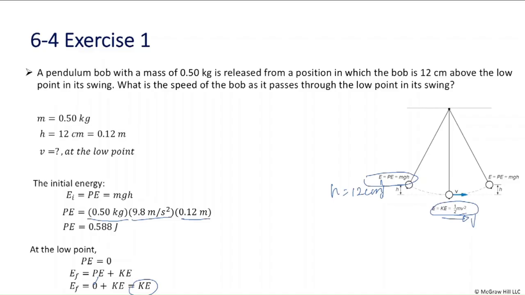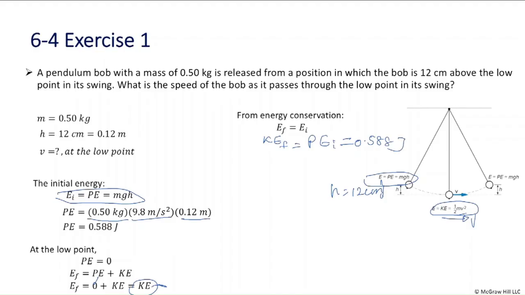Now we can apply energy conservation to the system. That means final mechanical energy is equal to initial mechanical energy. Now the final mechanical energy is just the kinetic energy, final kinetic energy, right? And the initial mechanical energy is just the potential energy, initial potential energy. So this gives us that kinetic energy is equal to potential energy, which is equal to 0.588 joules.